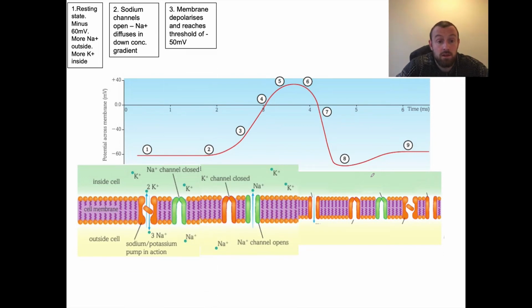At 3, the membrane depolarizes and it reaches the threshold of minus 50 millivolts. This is the threshold value, which means that voltage-gated sodium channels open. So down here, now we have this sodium channel that was closed before, now this one is open here. And maybe we could write minus 50 millivolts, because that's the point at which they open up.